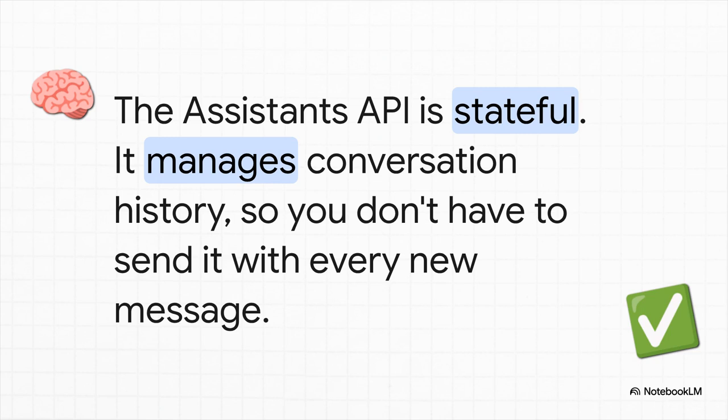And the key difference is super simple. The Assistants API is stateful. What does that mean? It means instead of you having to manually stuff the entire chat history into every single request, the API just handles it for you. It manages the context automatically. This makes building complex, multi-turn chatbots so much easier.